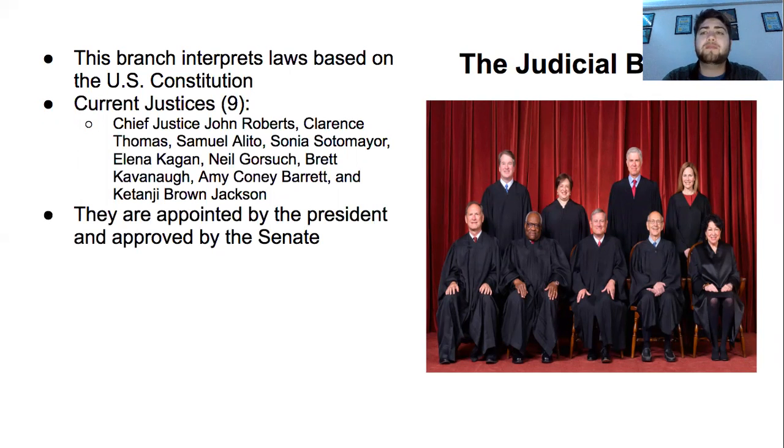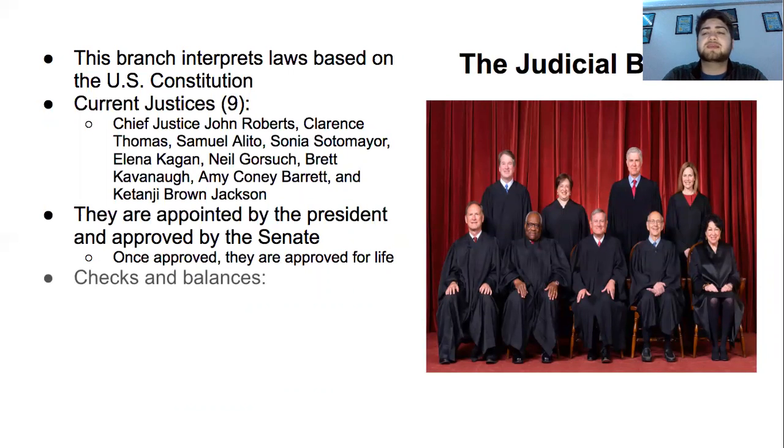Now, they are appointed by the president, as you have already heard, and then they are approved by the Senate. So this is another checks and balances where these judicial people are appointed and approved by the other 2 branches. Once approved, however, they are approved for life. So they have a lifetime appointment to the Supreme Court. They will be there until they die or retire. That is a lot of power that we give the Supreme Court justices.